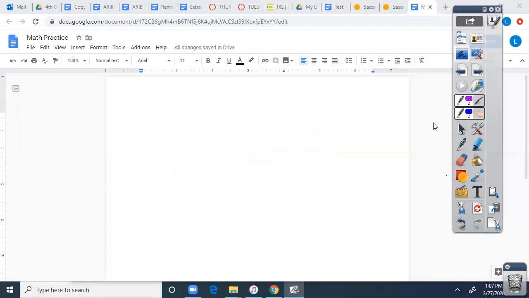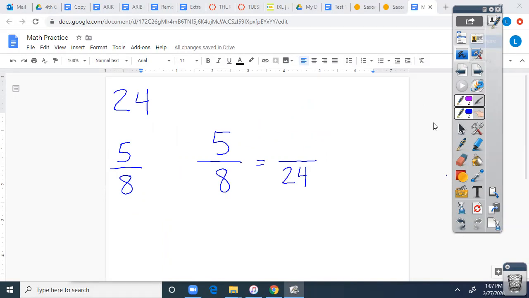What fraction with a denominator of 24 is equal to, let's do 5/8. Okay, so we've got 5/8 equals, we need a fraction with a denominator of 24. Denominator is the bottom number. So I'm going to do that. Okay. So how do we get from 8 to 24? We multiply by what?